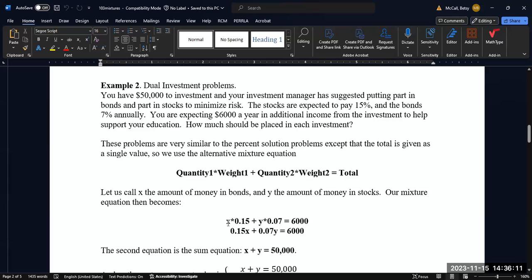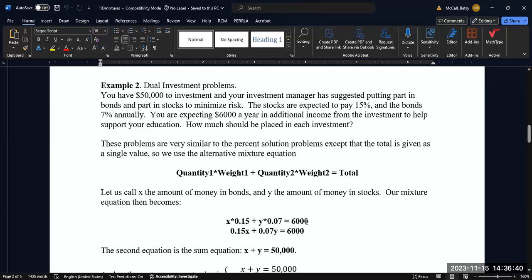Our weight equation is the quantity in the bonds, that's our x. Again, it's always a good idea to write this out. If x is the amount in bonds, then the amount of interest earned is x times 15%, or 0.15 in decimal form. And if y is the amount of money in stocks, then y times the 7%, or 0.07. And that's equal to 6,000. There's no multiplying we have to do on this side.